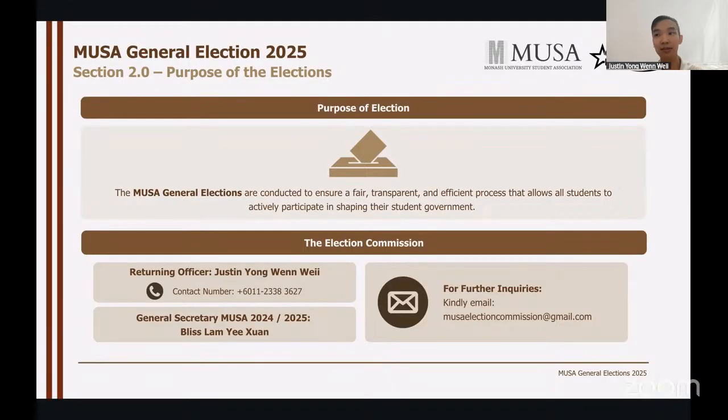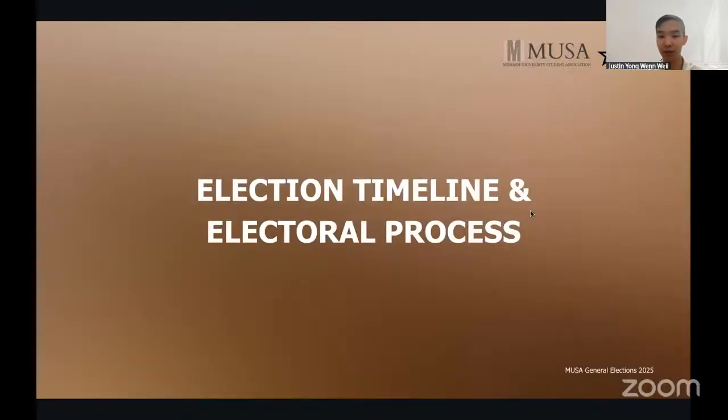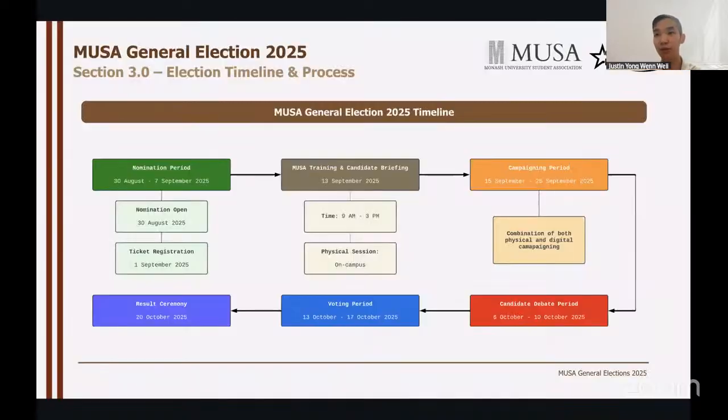All right. To understand more about this year's election, just to take you through the timeline and electoral processes, I just wanted to show you the timeline for this year. This is not all the details, but this is a very brief summary for you to understand and expect.